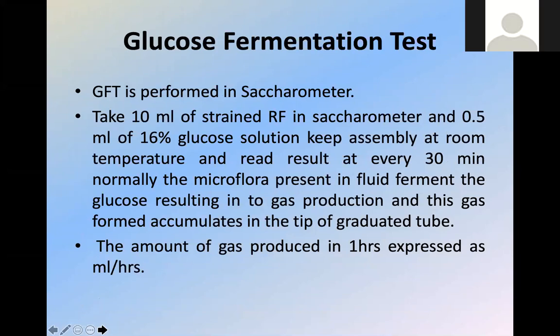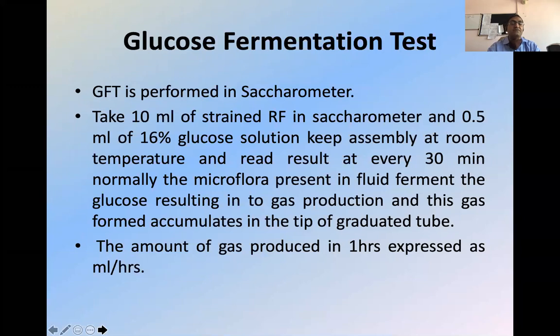So again, the third test is the glucose fermentation test. It is just like the previous test, but we need a special saccharometer for this, in which the production of the gas is noted. The other two tests are very simple, but in this, the production of the gas is noted. In this test, we take 10 ml of strained rumen fluid in a saccharometer, and 0.5 ml of 60% glucose is added and kept at room temperature, and we read the result in 30 minutes. 30 minutes के अंदर में हम result को note करते हैं.